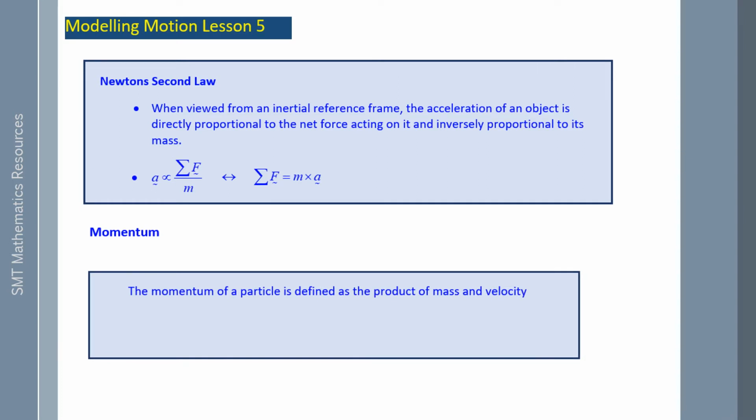Momentum. The momentum of a particle is defined as the product of mass and velocity. So momentum is mass times velocity.